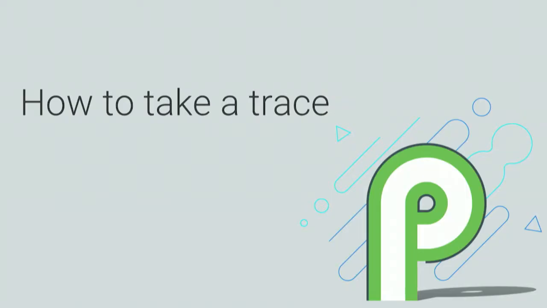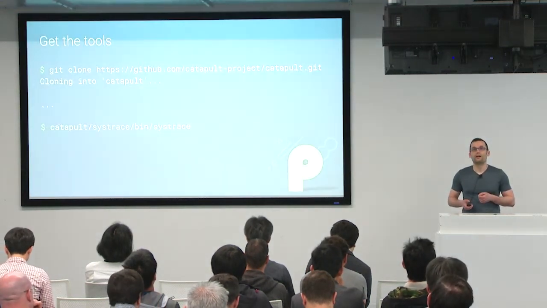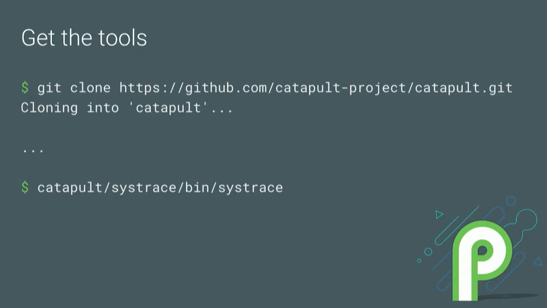So first of all, let's talk about how to take a trace. And I'm not going to talk about the Android Studio side of things, because we already talked about that. I'm going to talk about the two other ways we have to take a trace. Most of the tools for tracing other than Android Studio exist in this open source project called Catapult. It's maintained by people from the Android team and the Chrome team, and it lives on GitHub. So you grab the Git repo for Catapult, and you end up with a Systrace Python binary in that directory, catapult/systrace/bin/systrace. And that's kind of the main shell to using Systrace.